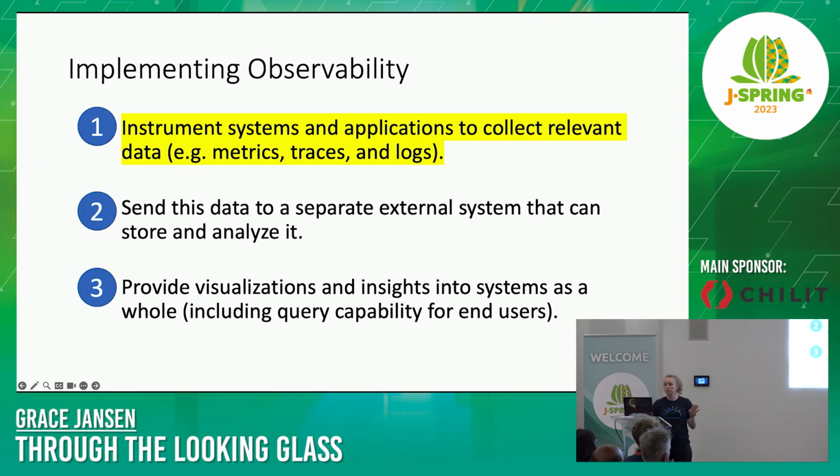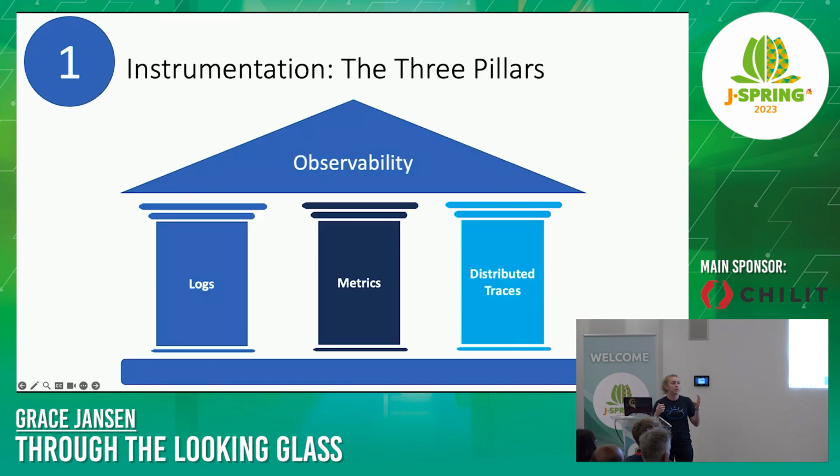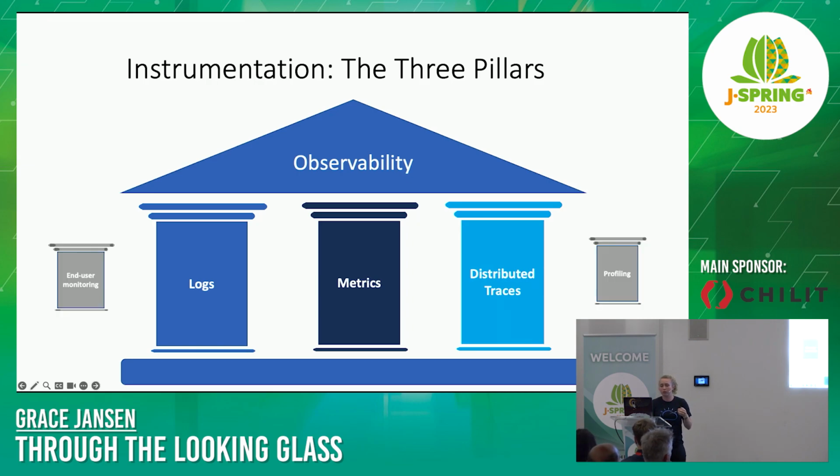So when it comes to instrumentation, there are 3 key pillars that are utilized within the industry, and that's logs, metrics, and distributed traces. Now, there are obviously other sources of data from our applications for us to be able to utilize. And it is hoped that in the future, these will be added to existing platforms and tools, like, for example, OpenTelemetry. These can include things like end-user monitoring and profiling.